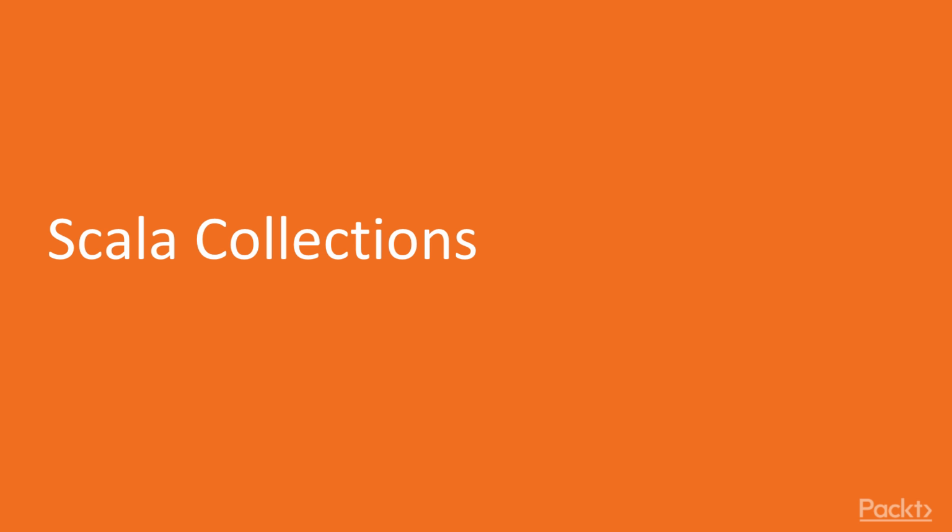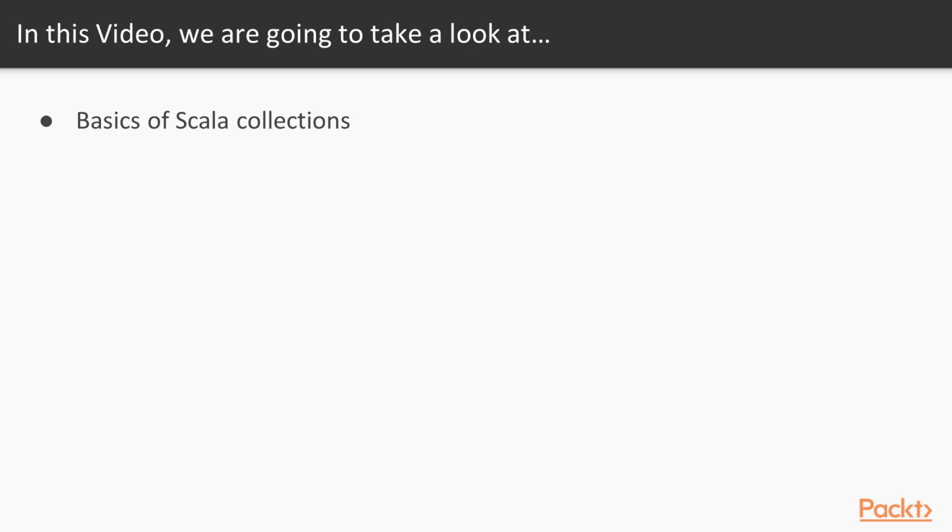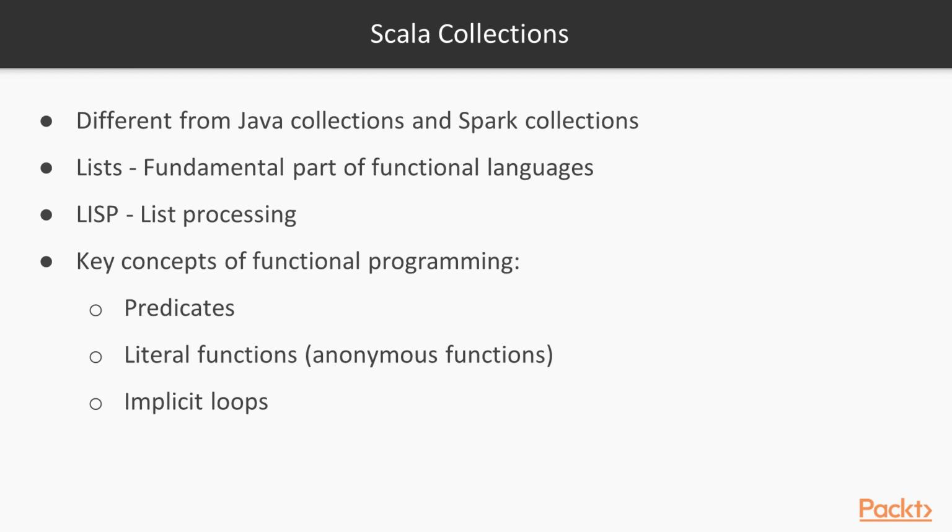selection of a Scala collection. In this video, we will learn the basics of Scala Collections. Scala Collections are different from Java Collections and Spark Collections. So a list in Java is different from a list in Scala. Lists are a fundamental part of functional languages. The first functional programming language, LISP, is an acronym for list processing.